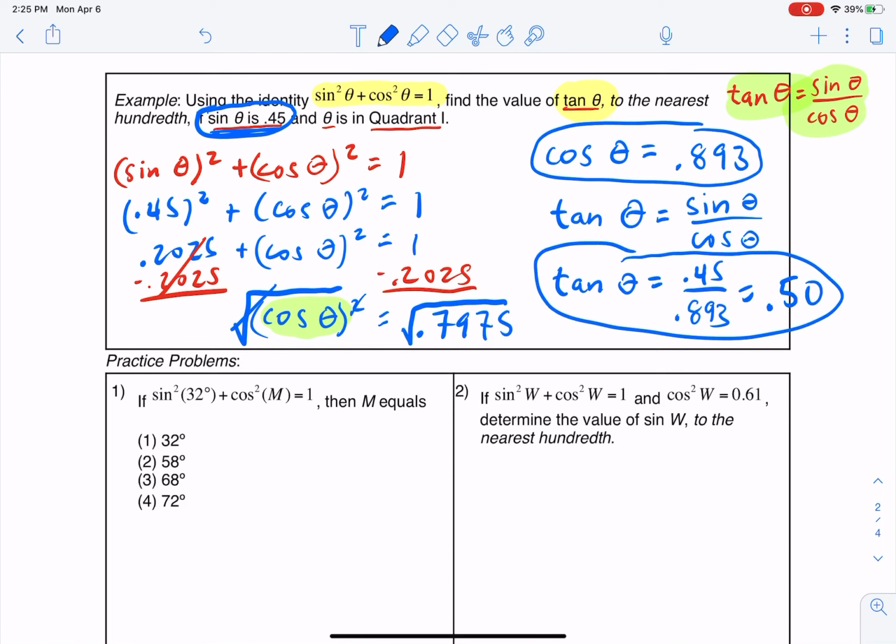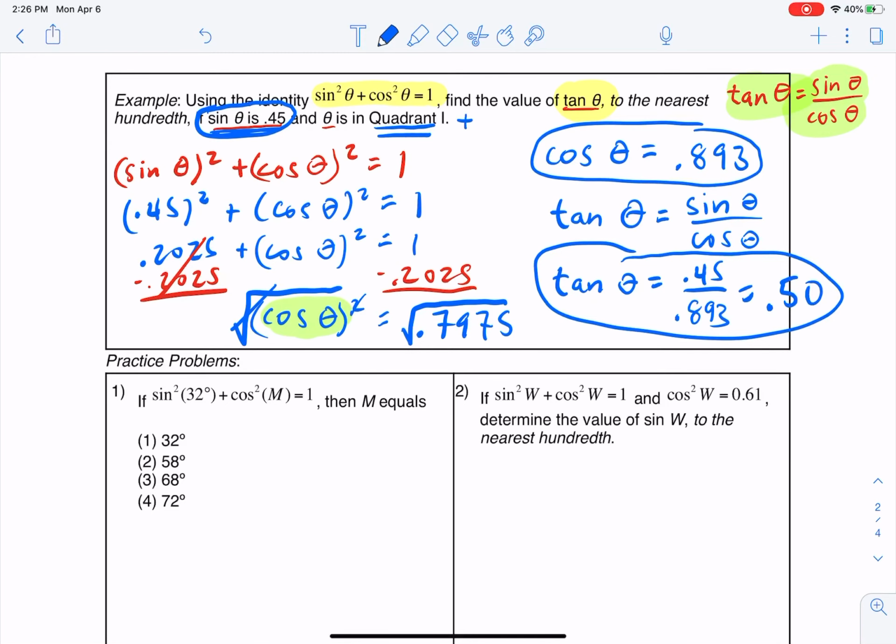Now, one thing to note is we're told here that this is in quadrant 1. That's going to become important in the problems in the next video, where the quadrant is really going to affect whether or not sine and cosine are positive or negative. Because we're in quadrant 1, all the values are positive, sine and cosine.